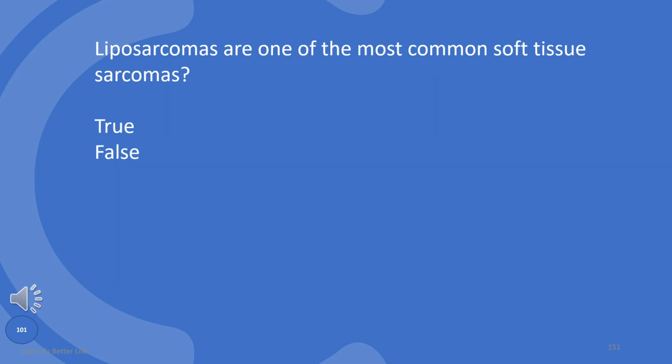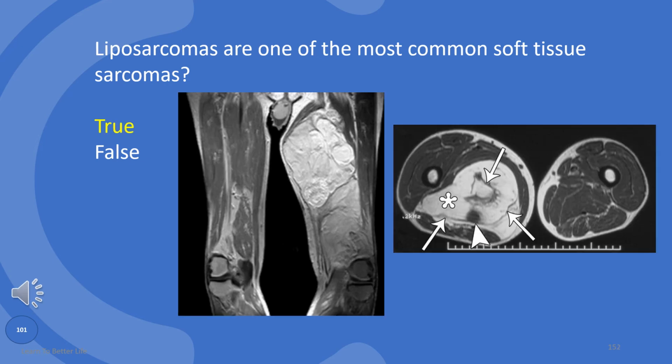Liposarcomas are one of the most common soft tissue sarcomas. True or false? True.